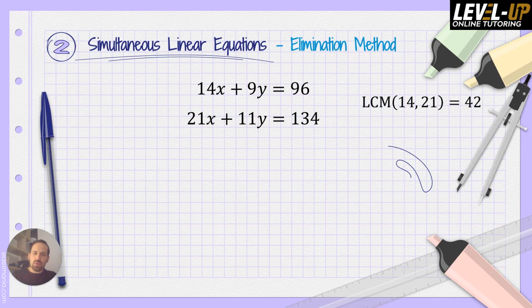It's going to be 42. Because you see 14 times 3 gets you 42, and 21 times 2 gets you 42. So you see there, if we times the first equation through by 3 and the second one through by 2, that x coefficient will match.